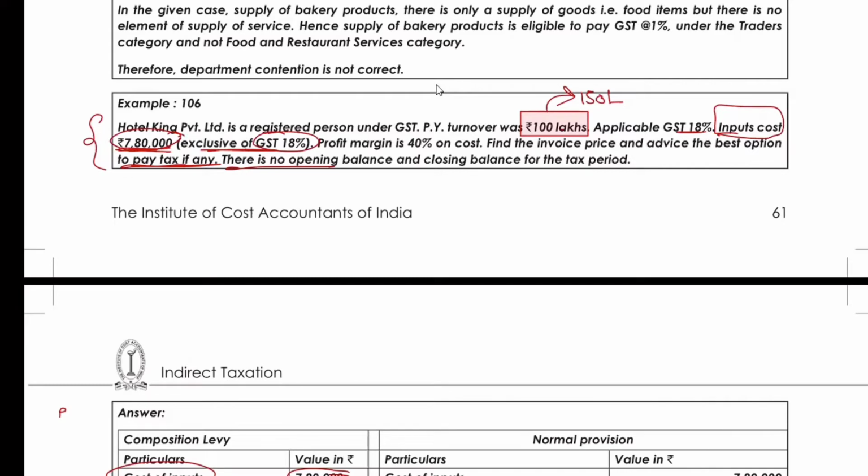Don't go into logic. Go with the sums. If they have given an example like this, we have to assume things like this. We cannot go on logic always. If they have said this is this, then this is this.